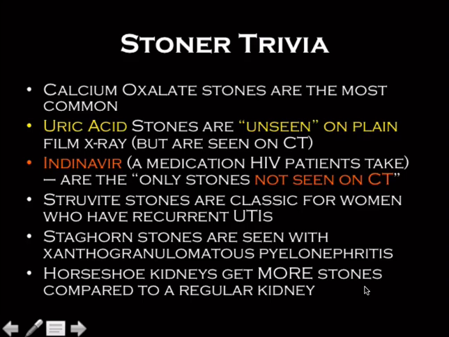The reason is they have drainage problems, so they get more stones. They also get more infection. Because they get more infection, they also get more cancers. Renal cell, Wilms, and carcinoid are all more common in the horseshoe kidney. And yes, you can get a carcinoid tumor in your kidney. It's very, very rare, but described in horseshoe kidney specifically.